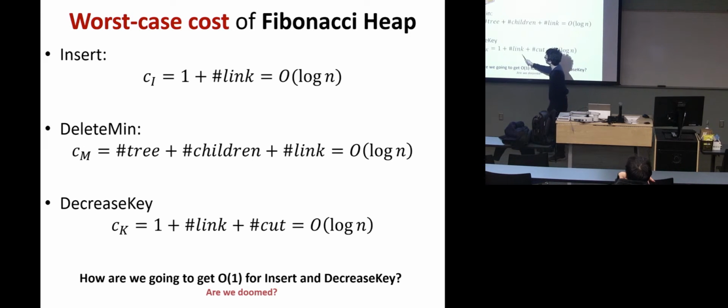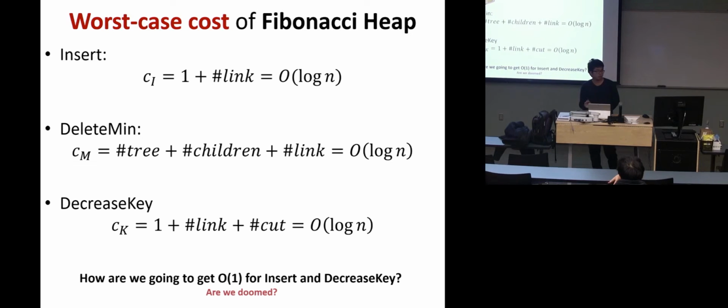And for decrease key, you go to the node that you want to decrease the key of, and just cut it. That takes constant time. And then you keep linking, right? But you might also need to cut many times because there can be propagation, if you remember. The number of links is still the number of trees, which is logarithmic. The number of cuts is just the height of the tree, which is logarithmic again. So everything is logarithmic in the worst case.